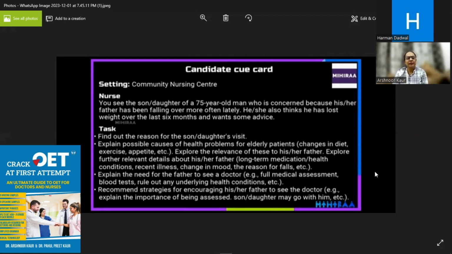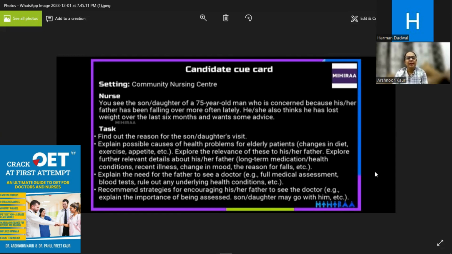As nurses, one thing very important when you're starting any task, introductory part is very, very important. So you have to consider this according to the setting. And only then you have to introduce yourself to the patient.